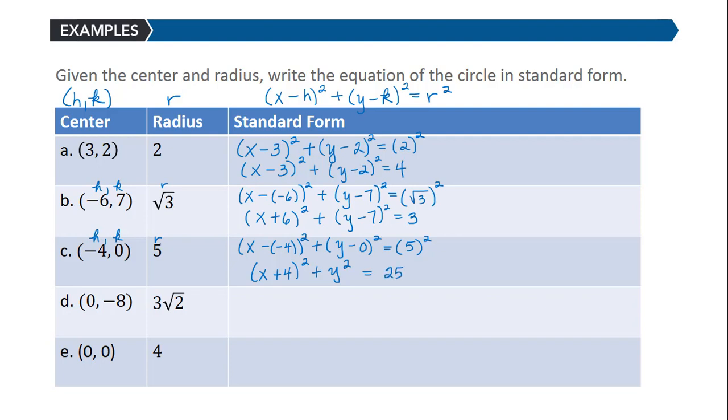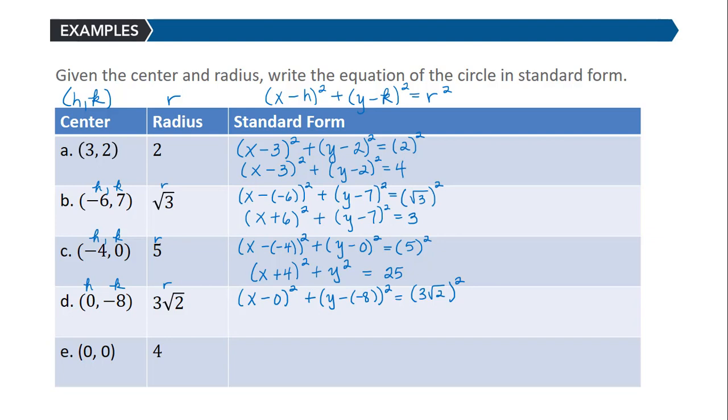If our center is (0, negative 8) and our radius is 3 square root of 2, we get x minus 0 squared plus y minus negative 8 squared is equal to 3 square root of 2 squared.